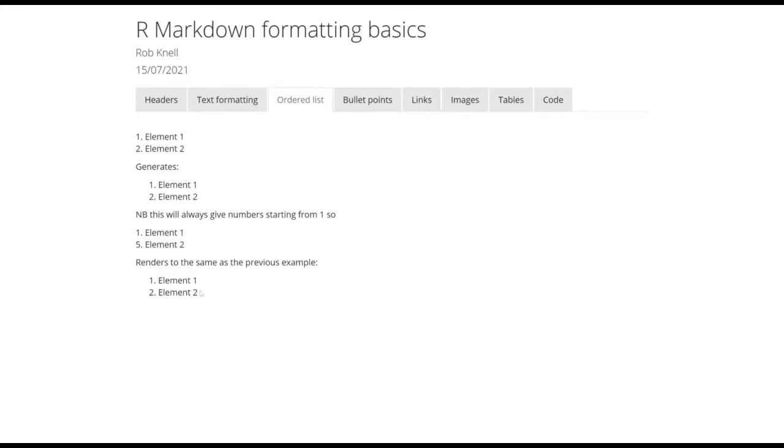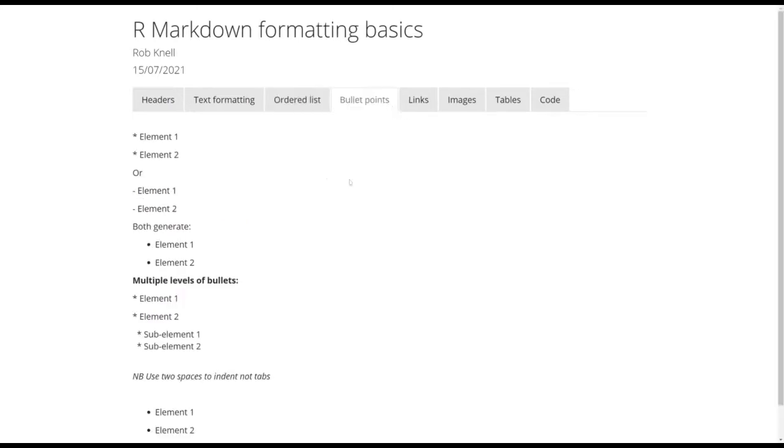If you really have to have a list that goes 1, 5, 6, you can use what's called an escape character. If you put a backslash before the full stop, that will escape it. It won't indent it, but it will give you a list that goes 1 to 5 without 2, 3, and 4. But anyway, that's how you make an ordered list. You can make bullet points either with asterisks or hyphens, and those will generate that.